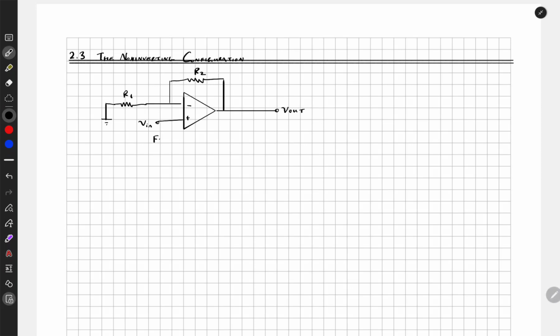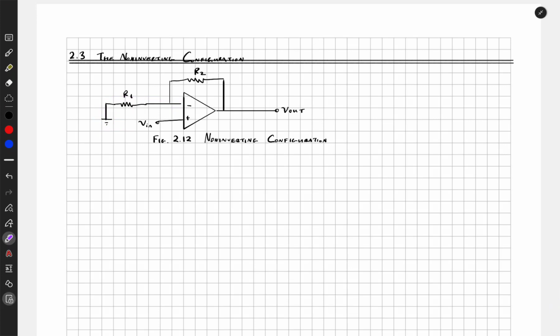So this is figure 2.12 in the textbook. It's called the non-inverting configuration. The simple observation is that we have moved the V in to the input node of the positive terminal. And then we have attached the ground to the signal path to the negative terminal.